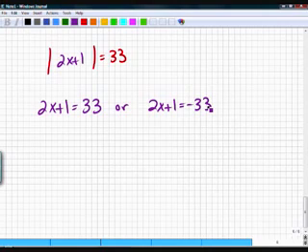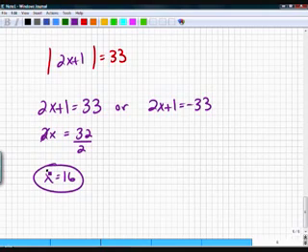That is all you do right there, guys. 2x plus 1 is 33. 2x plus 1 is negative 33. Solve each of them. That makes sense. Move the 1 over. You get 2x equals 32. Next step, divide by 2. You get x equals 16. There's one answer. The next one, move the 1 over, do minus 1.